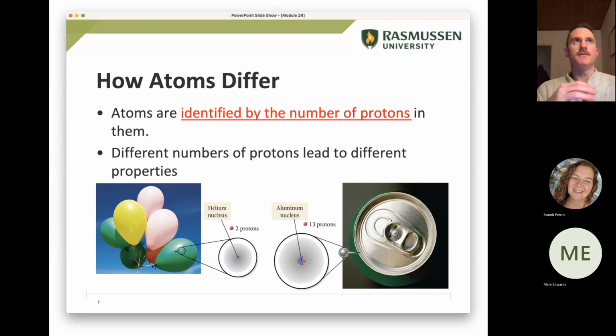So how do atoms differ? We have all these different elements, but how are they different? Well, atoms are identified by the number of protons they have.